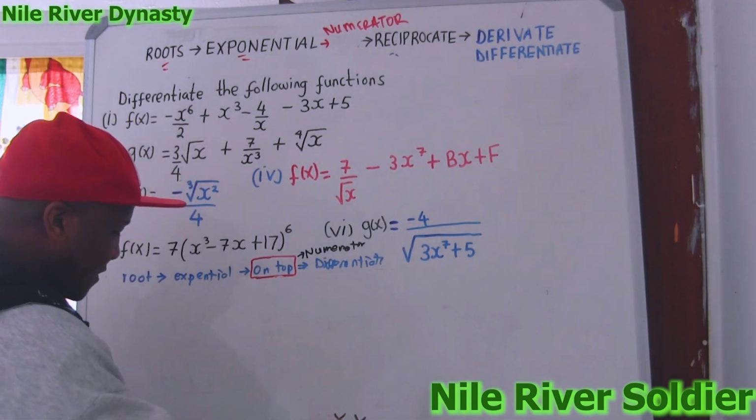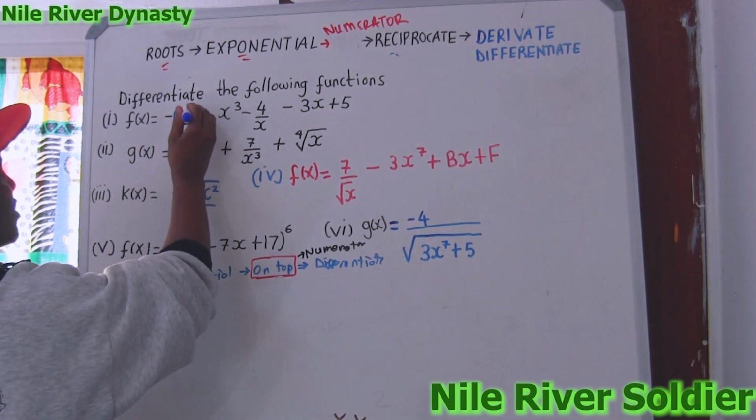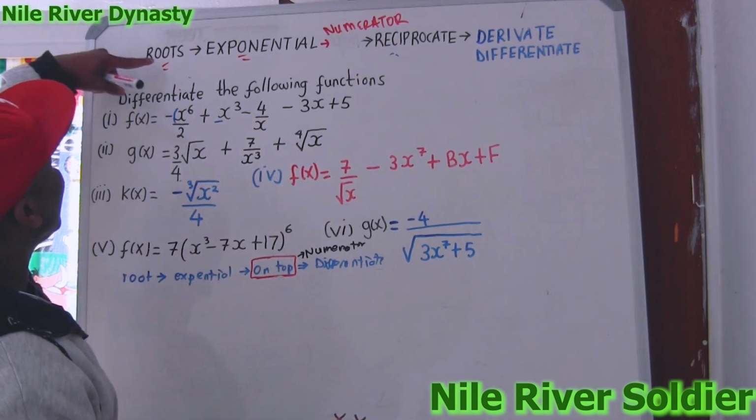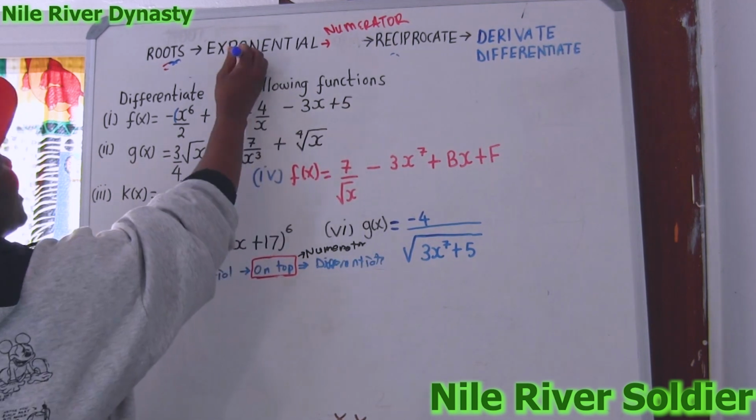You only focus on x's. This is the one we're saying the numerator. These. So everything in root: no root. So we don't have any root for all the group here. Exponential, yes.